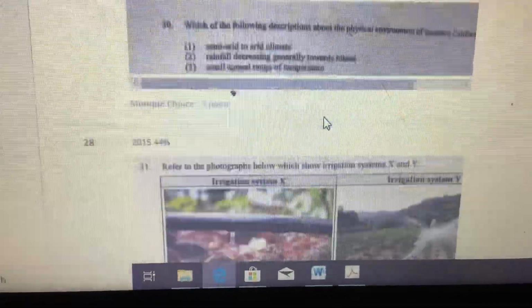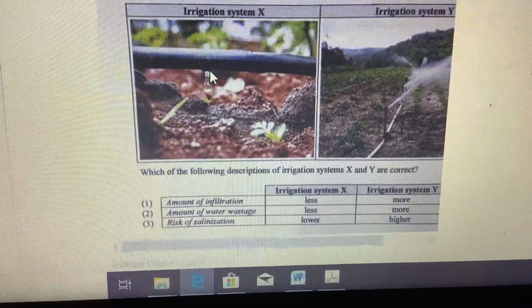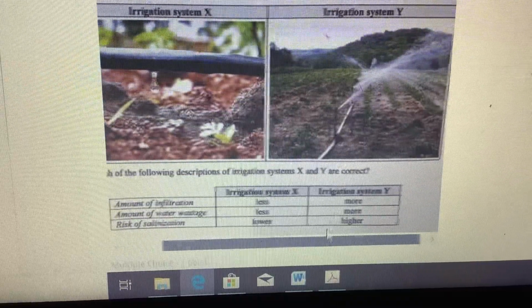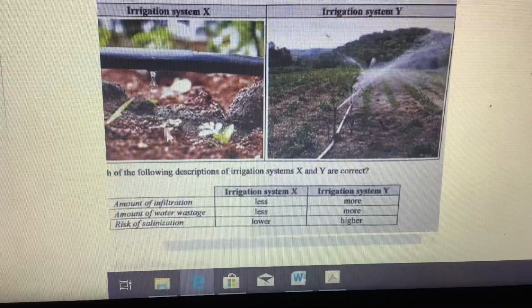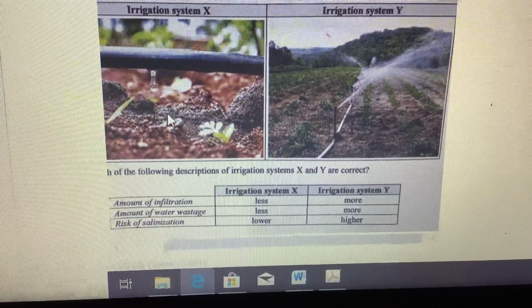Where am I? This one, yeah. You can see this one is about drip irrigation. This one is sprinkler irrigation. Okay, amount of infiltration for X is less. Why? Because the water provided to the soil is less.